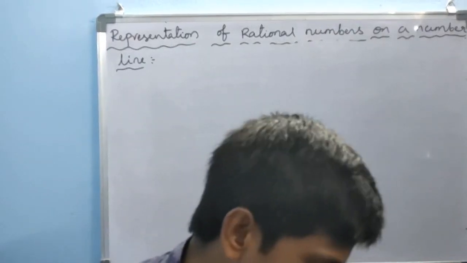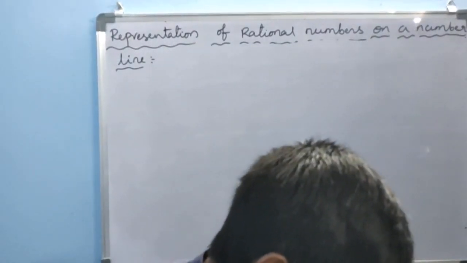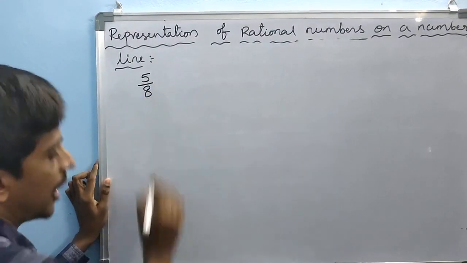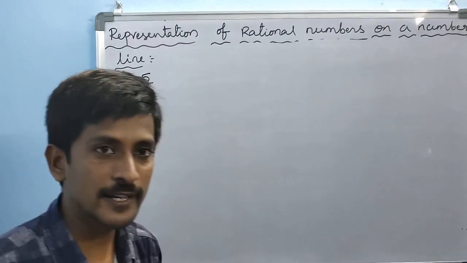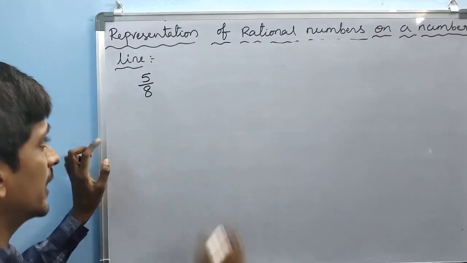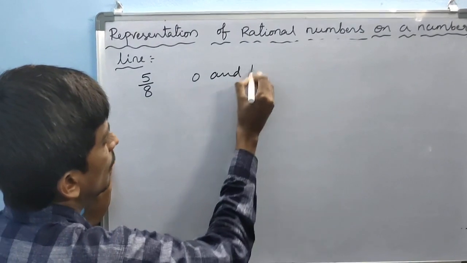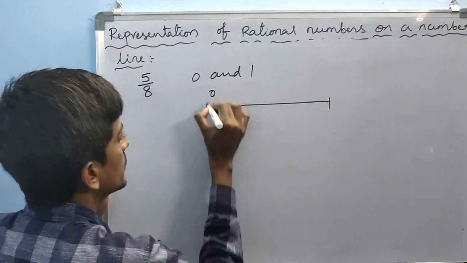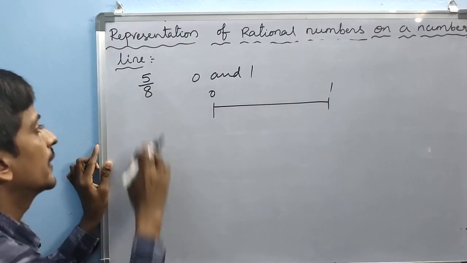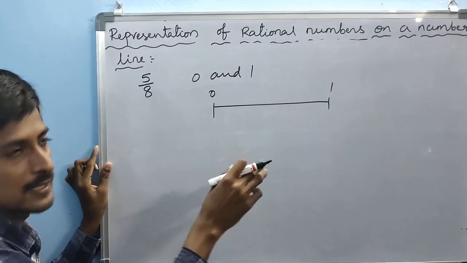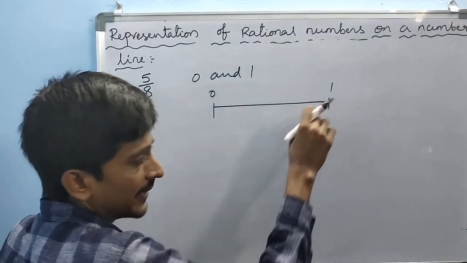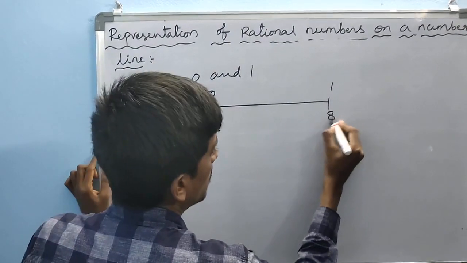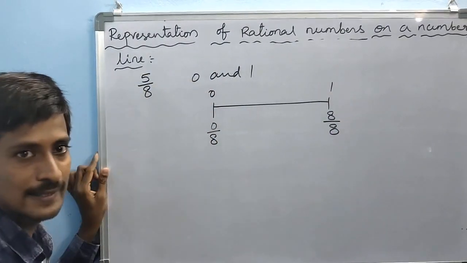Okay, the next concept is, for example, 5 by 8 on a number line. 5 by 8 is in between 0 and 1. So this is 0, this is 1. The denominator tells how many equal parts. So 8. This number line can be divided into 8 equal parts. So 0 by 8, 8 by 8. 8 by 8 equals 1.